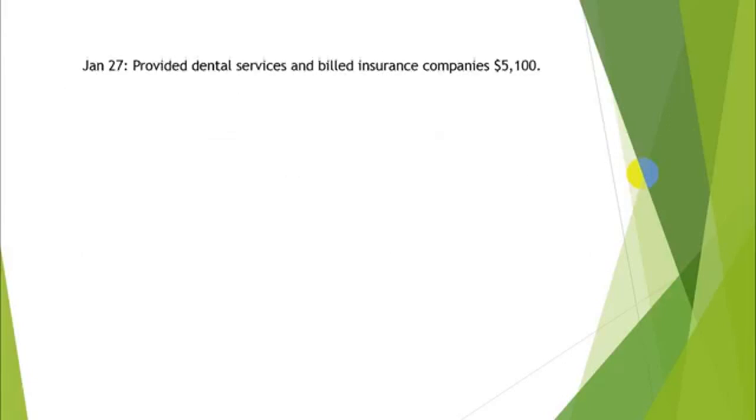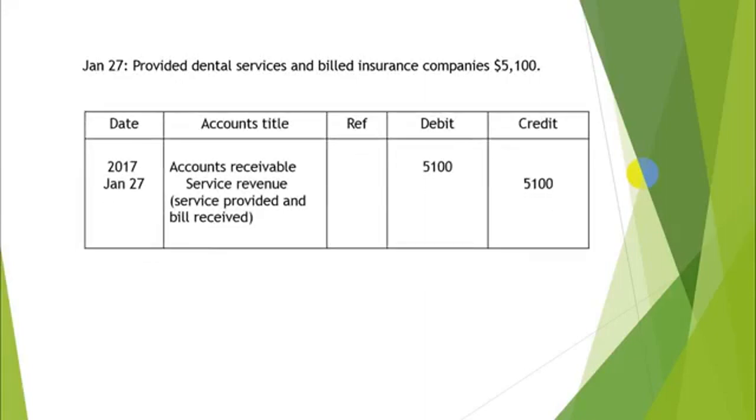Now we see the next transaction, January 27, that provided dental service and billed insurance companies 5,100. So they provided the dental service and the company didn't pay yet, so it's the accounts receivable balance, and it's the debit balance. And the other is the service revenue, because they provided a service, so the service revenue is 5,100 taka.